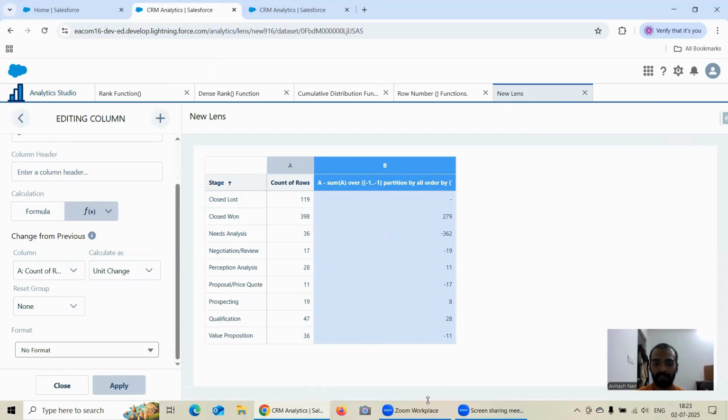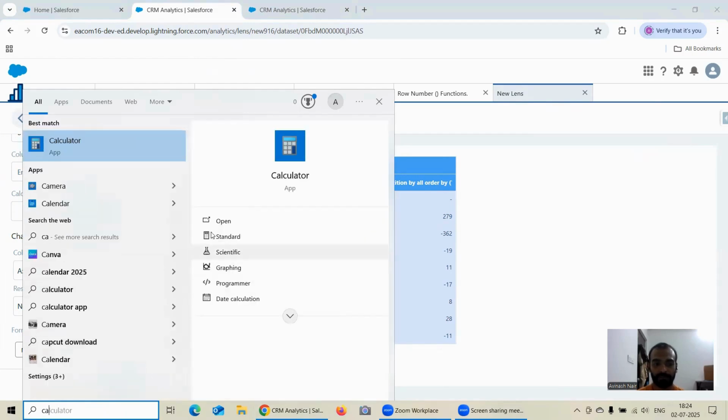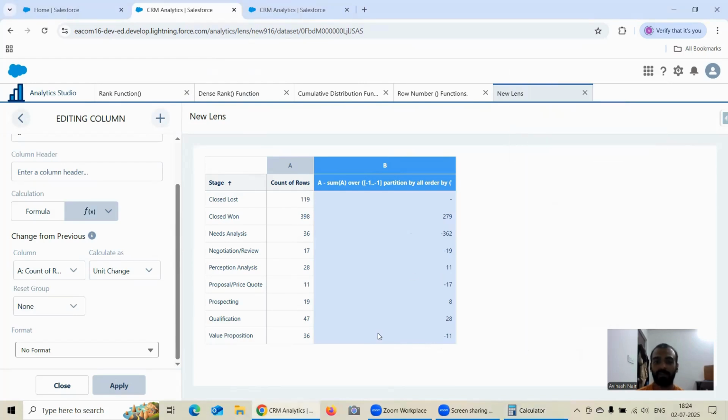So what is 398? We will do some simple calculation very quickly over here. It is 398 minus 119. That is giving you 279, right? Let's do one more calculation, which is 36 minus 398. It will give you minus 362, and that's how it will continue. So that's about change from previous.